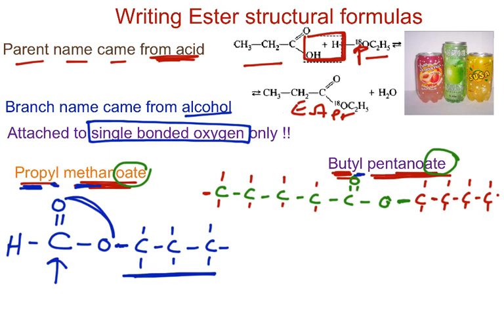So that was propyl methanoate and butyl pentanoate. Esters are pretty interesting. Once again, they're used widely in industry for perfume and flavorings and all kinds of stuff like that.